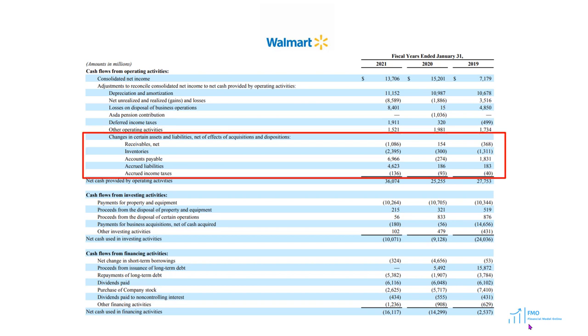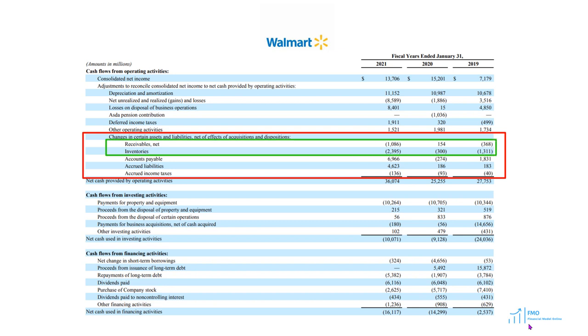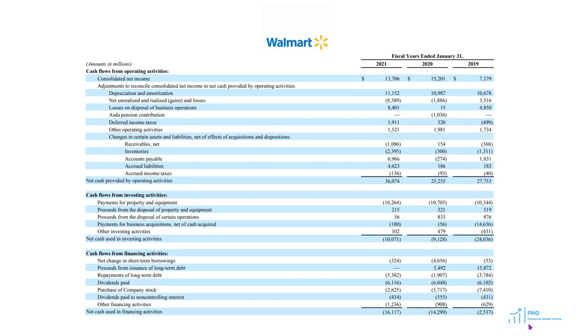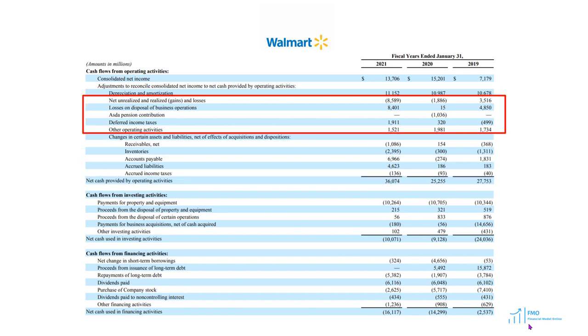Remember that operating assets and liabilities include the accounts receivable, inventory, accounts payable, accrued expenses, and deferred revenue. In the case of Walmart, we can see that we are deducting changes in the accounts receivable and inventory, and then we are adding back changes in accounts payable and accrued liabilities. Next, we've got other non-cash expenses that have to be added to the net income. In homework number 4, we had an impairment expense, and we had to add it back to the net income to get to the cash flow.